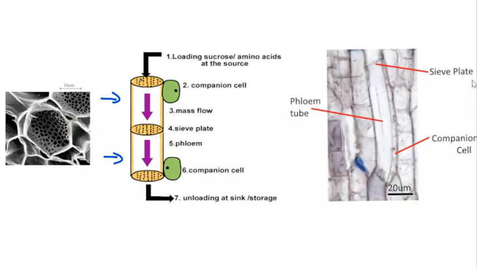And so we have this perforated end wall structure, which is often referred to as a sieve plate, which is shown in this electron micrograph here. If we move across to the light microscope image, we can see this sieve plate in this location here, and then again it's here and indeed here.